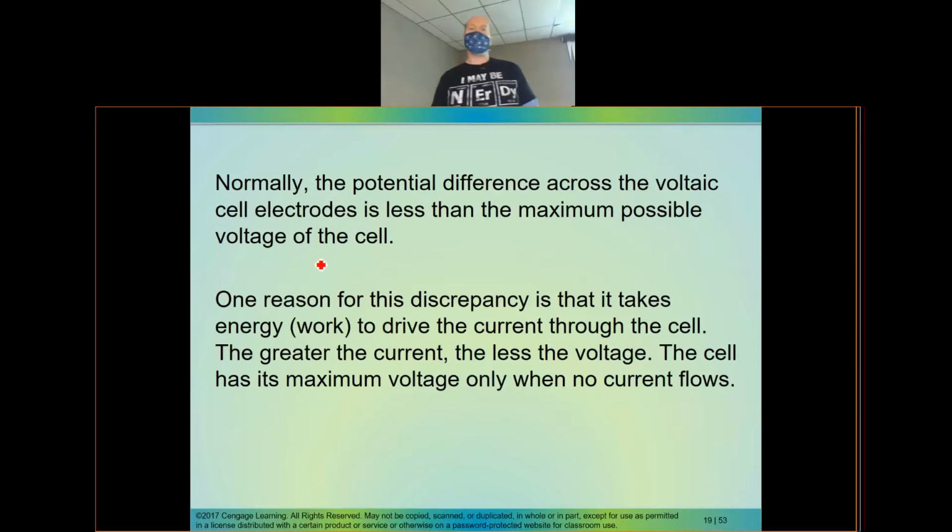All right, so the potential difference across the voltaic cell is less than the maximum possible voltage of the cell. So we're going to calculate that you should get 1.10 volts. And then when you actually hook it up, you're going to get slightly less than that. It takes some energy, some work to drive the current through the cell, and that's going to reduce your voltage. So when you hook it up and you don't get 1.10 volts, that's not going to be a surprise.